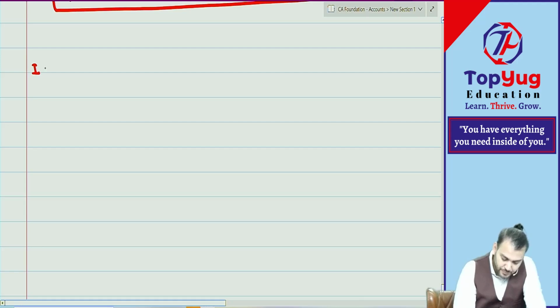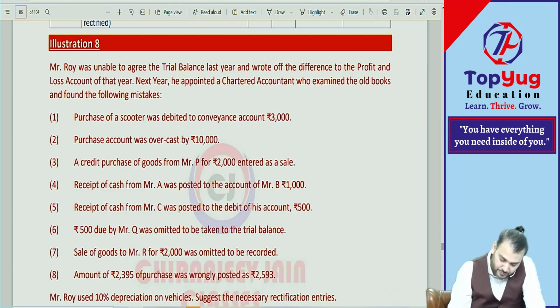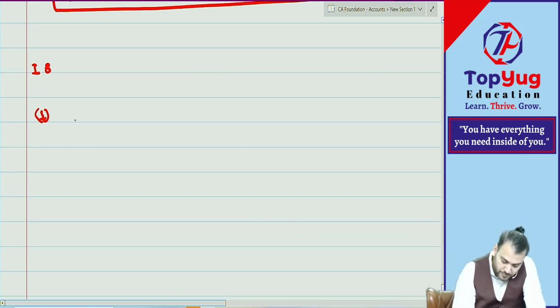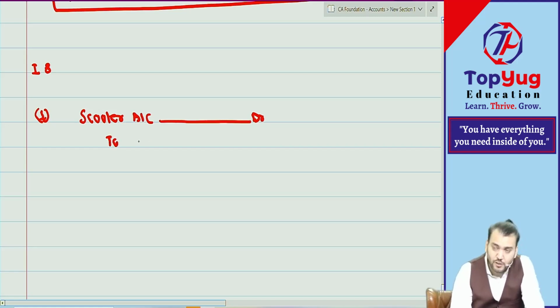Illustration number 8, point number 1. If you are adding conveyance account, it means it is second stage. Understood? But in third stage, what do we write on PL adjustment account, and with what amount? Now, correct?